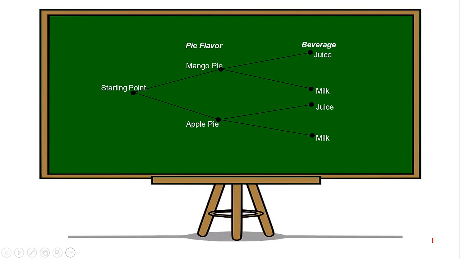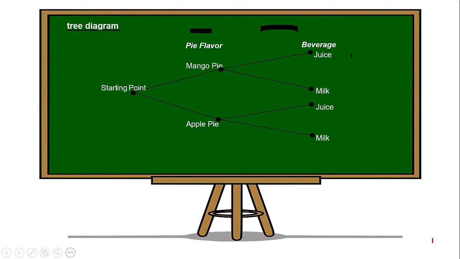Let us observe the diagram. It shows the possible ways to choose a pie flavor and a beverage. This diagram has a branching structure which is the same with that of a tree. And this diagram is called a tree diagram.